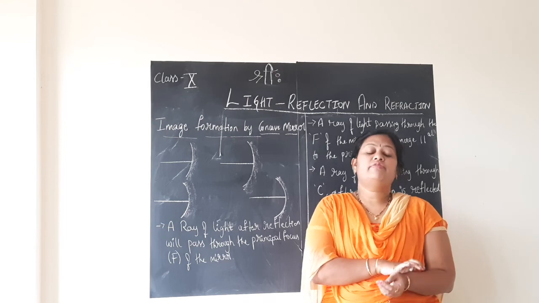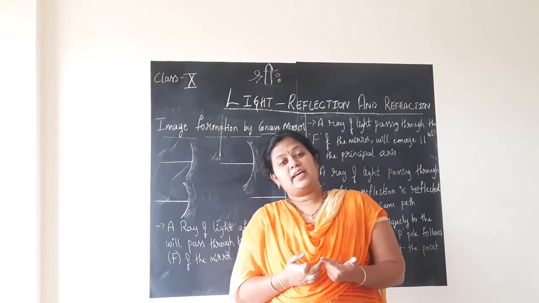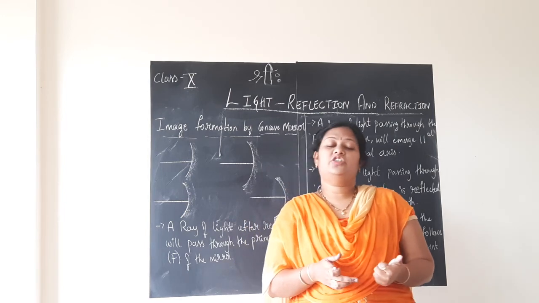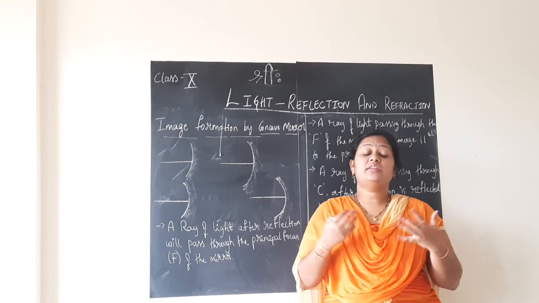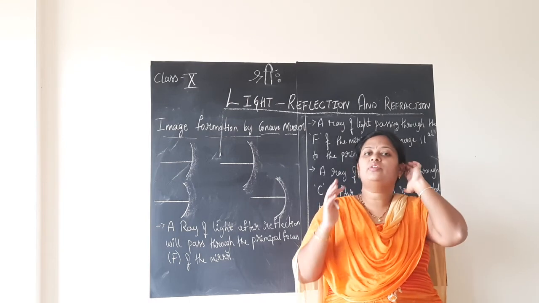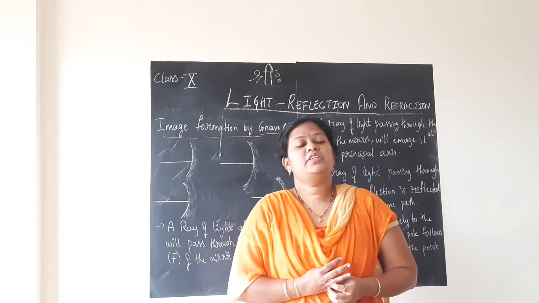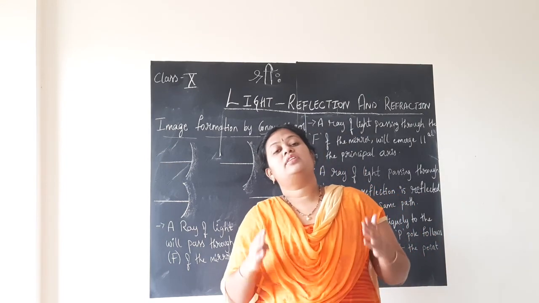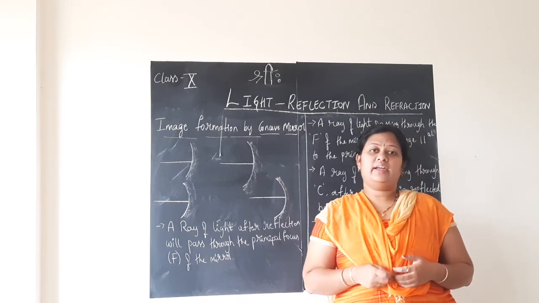And we also learned a few terms like pole, radius of curvature, principal axis, aperture, principal focus, focal length, and all these terms we learned, children, with respect to mirrors. In today's session, we shall be learning about ray diagrams. I also told you what a ray diagram is.